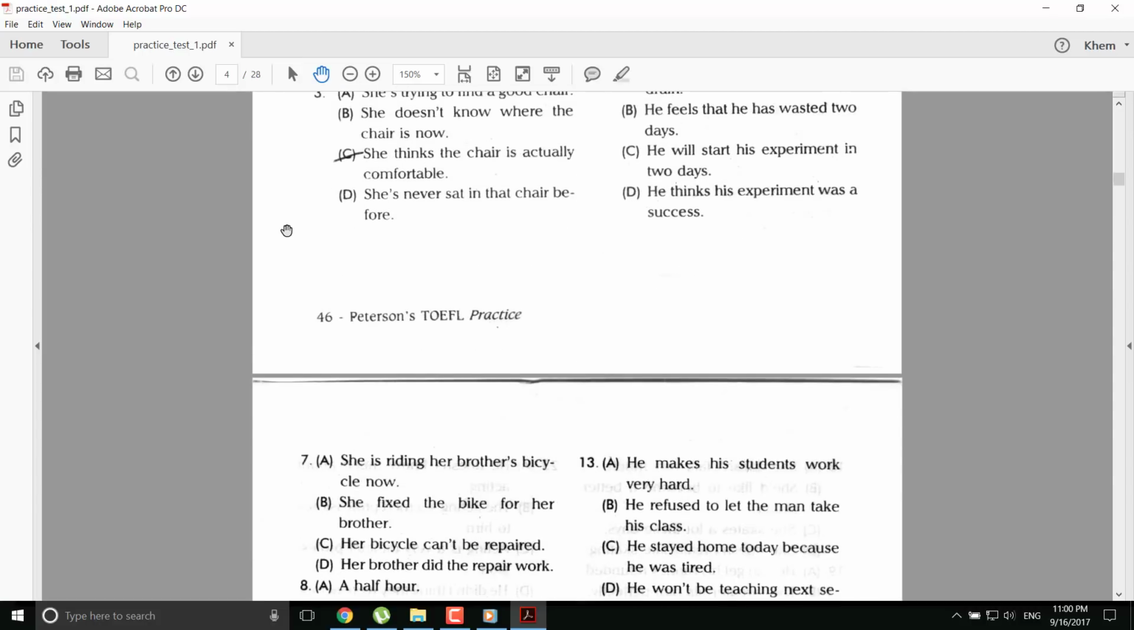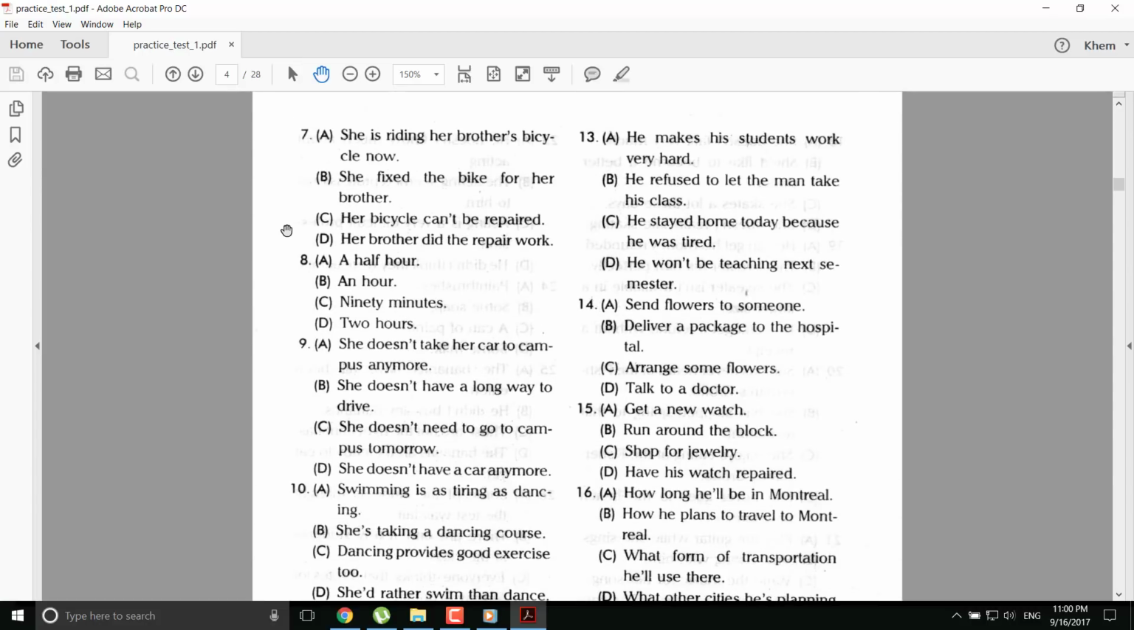Number 7. "I see Carrie's riding her bike again." "Did she fix it herself?" "I think she got her brother to do it." What does the man believe about Carrie? Number 8. "Did the band play for about 2 hours?" "No, this time the concert was over in an hour and a half." How long did the concert last?